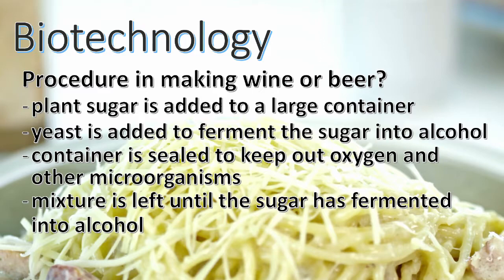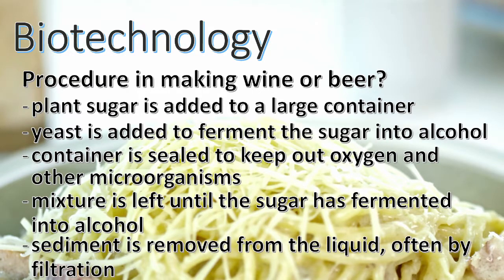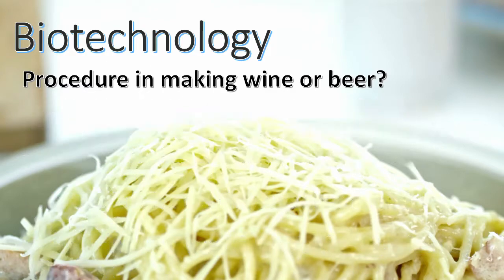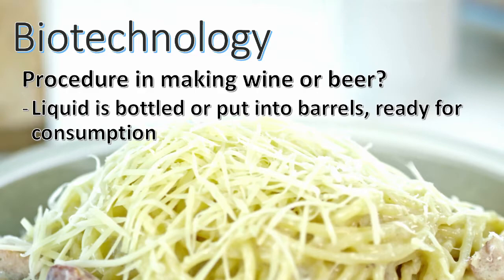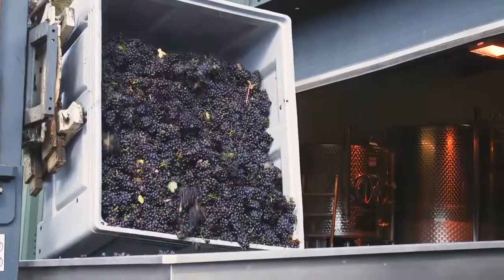The mixture is left until the sugar has fermented into alcohol. Next, sediment is removed from the liquid, often by filtration. The next step is the liquid is bottled or put into barrels, ready for consumption.